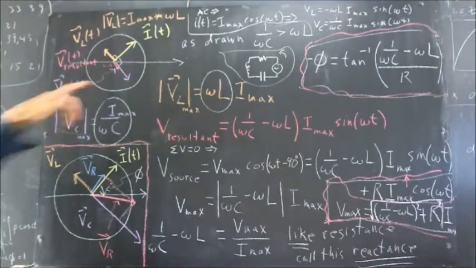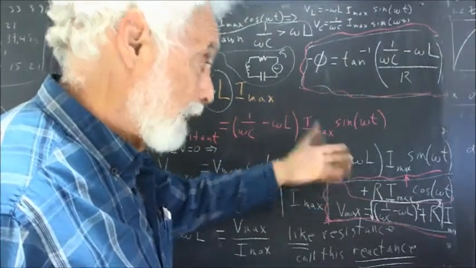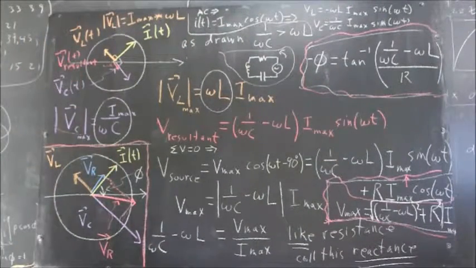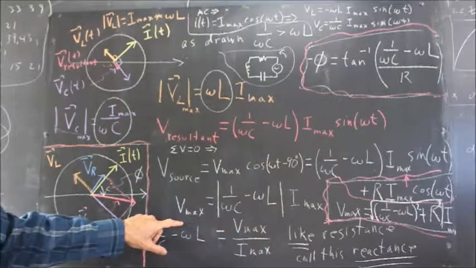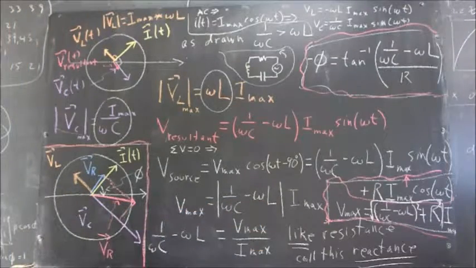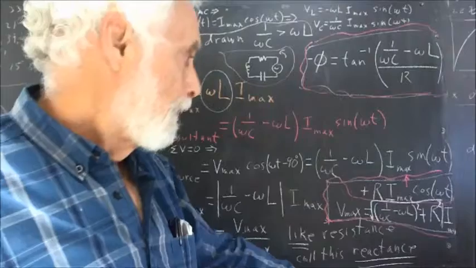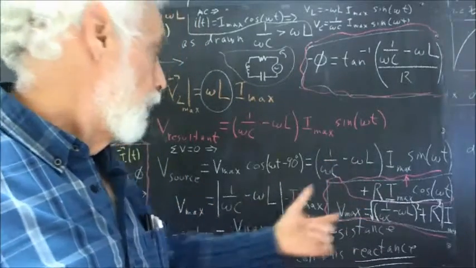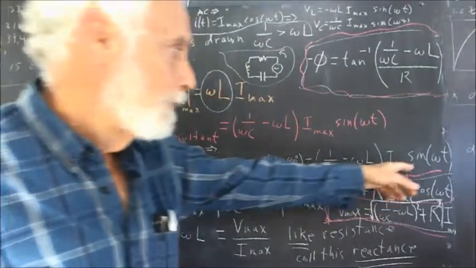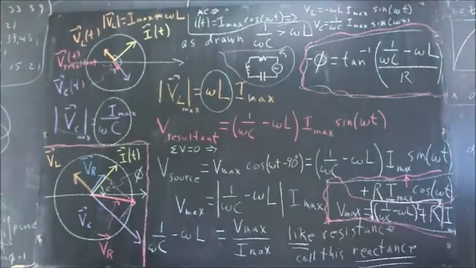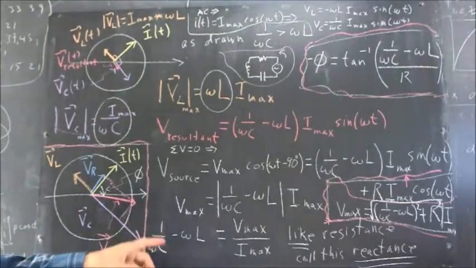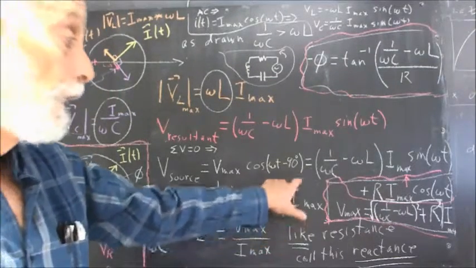Okay, so it's very possible that omega L would be bigger than 1 over omega C, and that this would be a negative quantity, which would change the phase of everything. That is irrelevant to finding the maximum voltage, which depends only on the magnitude of 1 over omega C and omega L. If this quantity is positive, then you get the maximum voltage when the sine is positive 1. If this happens to be negative, well, the maximum voltage occurs when the sine is negative 1. Okay. So the maximum voltage is just the magnitude of this quantity times I max.